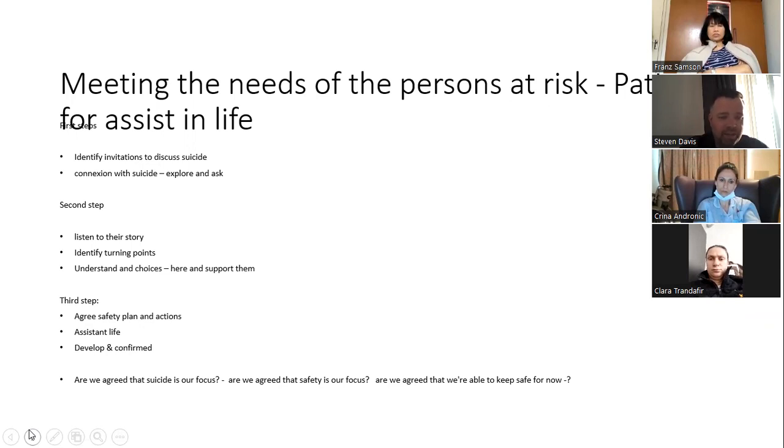We agreed that suicide is our focus. So is that now on or off the table? Are you still suicidal? Are you not suicidal? We've agreed that safety is our focus. So you've agreed to keep safe. You've not agreed to keep safe. Or we've agreed that we're able to keep you safe for now. So in other words, you're not going to do this in front of me. Again, looking for those weapons and stuff.